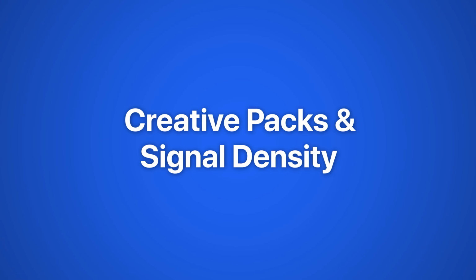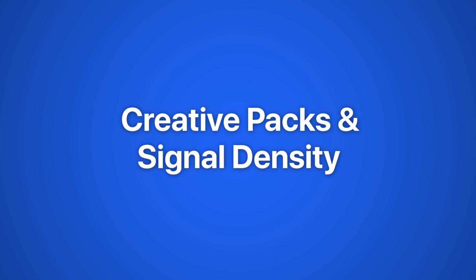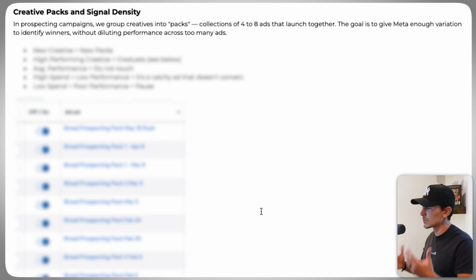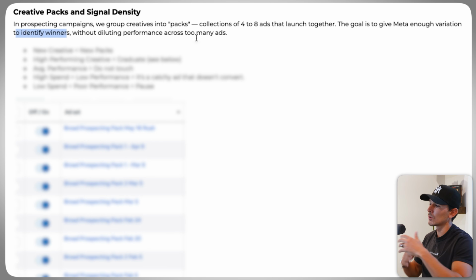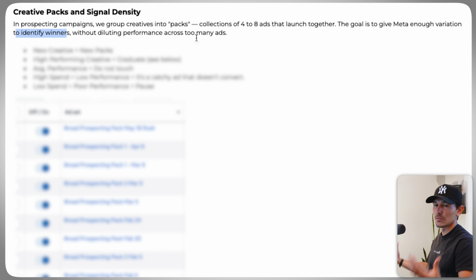Moving past creative iteration, we're now moving on to creative packs and signal density. Because we're working in this modular system, the prospecting campaign is always grouped with packs of creatives, usually around 4 to 8 creatives at a time. The goal here is we always want to give Meta a good amount of variation to identify winners without diluting performance with too many ads. We don't want to upload 50 ads at once. We want to upload a group of ads, a pack, something like 4 to 8 ads.